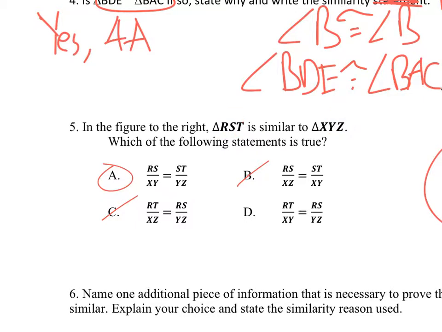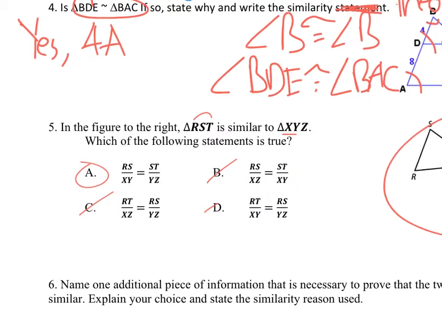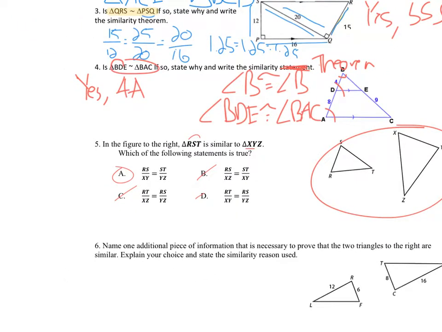And last, we have D. So we have RT, which is first and third, is to XY. Well, that's first and second, so that one doesn't work. So then A ends up being our only correct answer. So you can see why having the similarity statement is a lot easier to check it than trying to base it off of the triangles over there.